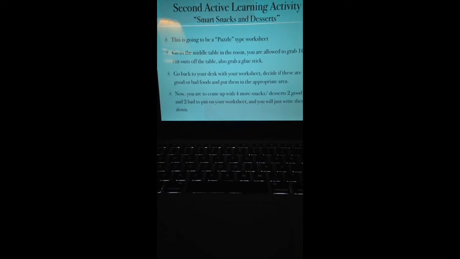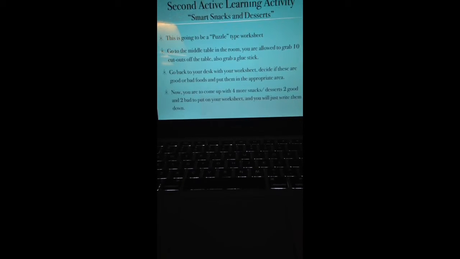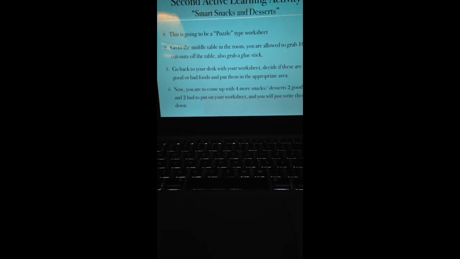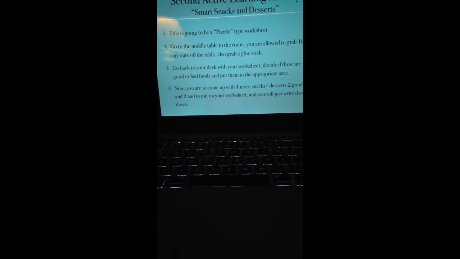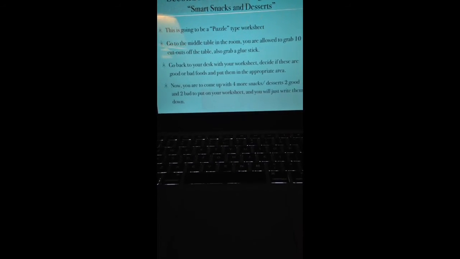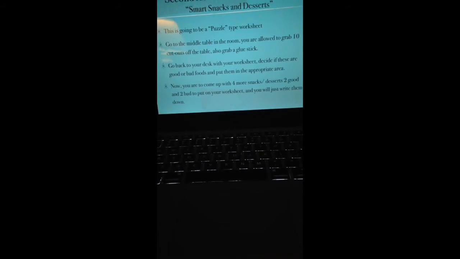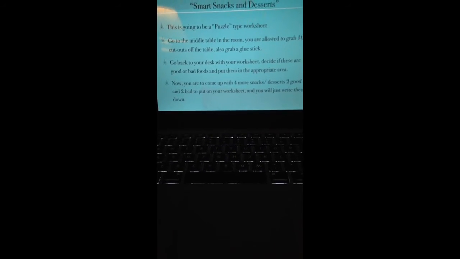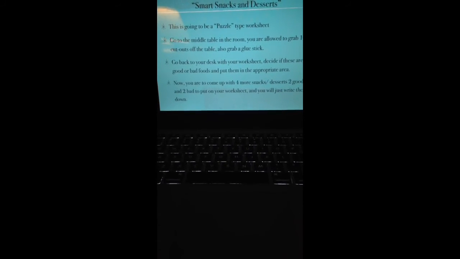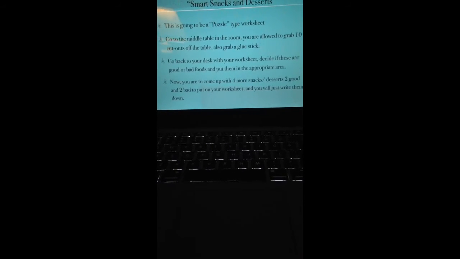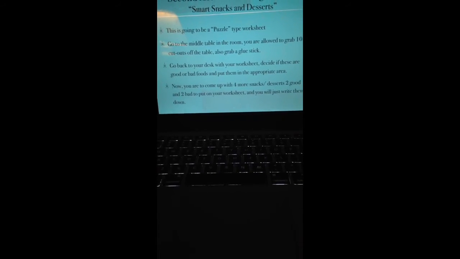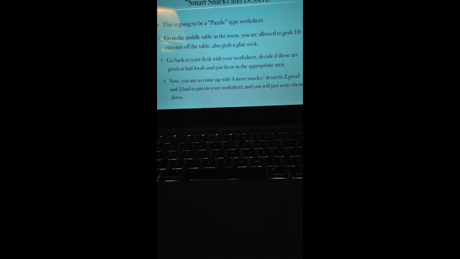So the smart snacks are healthy, and the other ones are unhealthy. You will go to the middle of the classroom. You are allowed to grab 10 cutouts off the table that are pre-cut by me, and also grab a glue stick. I will hand out the worksheets, and you'll go back to your desk with your worksheet. Decide if these are good or bad foods, and hopefully you pick 5 good foods and 5 bad foods. If not, that's fine. They will glue them down on the appropriate area of their worksheet. Once they're done with that, they are to come up with 4 more snacks or desserts, 2 good and 2 bad, to put on their worksheet, and they will just write them down or draw them out, however they would like to do that.